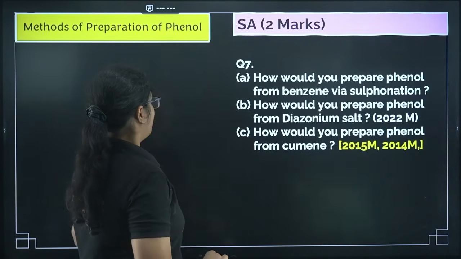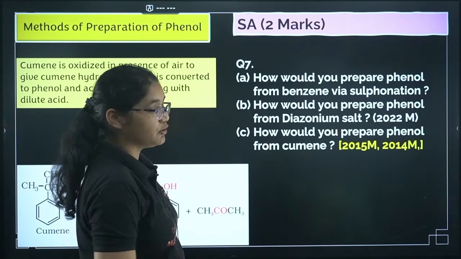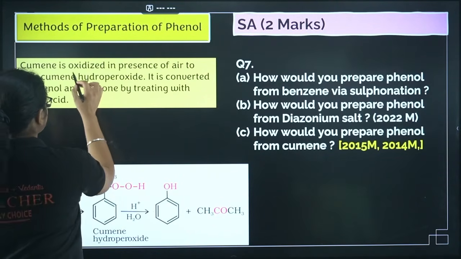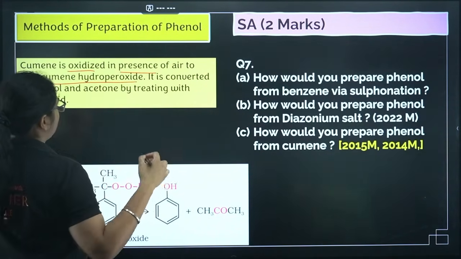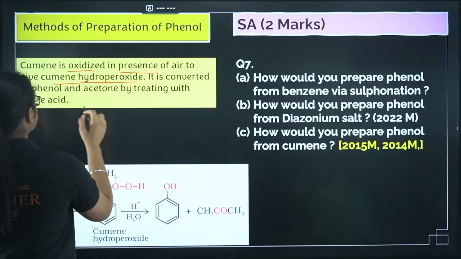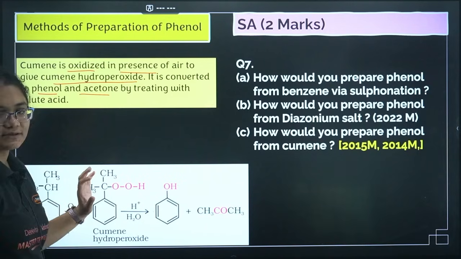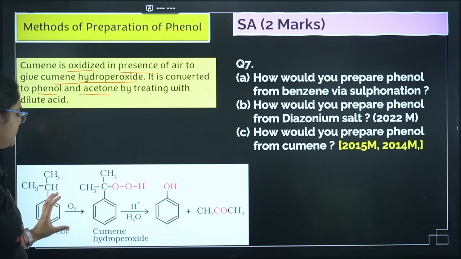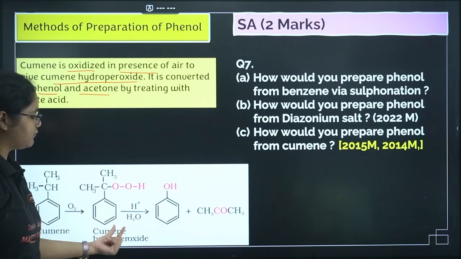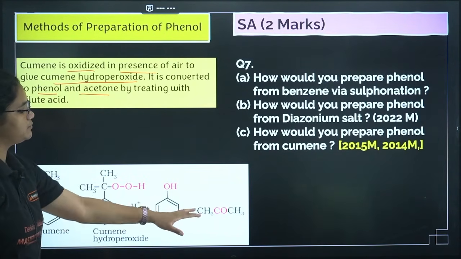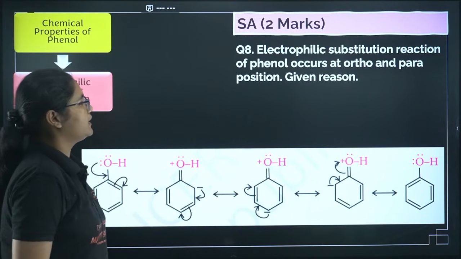Next, we have the cumene one. How do you prepare phenol from cumene? So, cumene is oxidized in presence of air to give you cumene hydroperoxide. It is converted to phenol and acetone by treating it with dilute acid. So, here you have cumene, and then you have cumene peroxide, and then when you treat it with H plus in water, you will get phenol, that is OH, plus CH3COCH3. Next, we'll see question number 8.